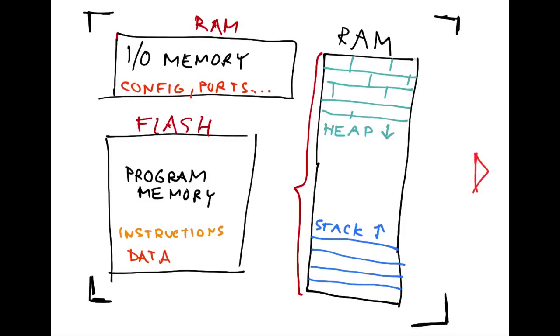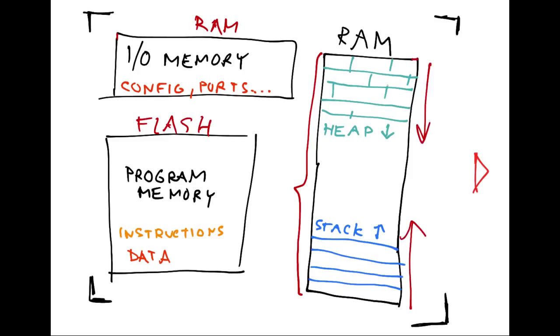This is heap, where is your data like strings and variables and stuff like that. And here is a stack. Stack is used for calling functions and all kinds of things. Actually the C compiler does this for you, so you don't need to worry about stack, but it is here and it goes in the opposite direction.